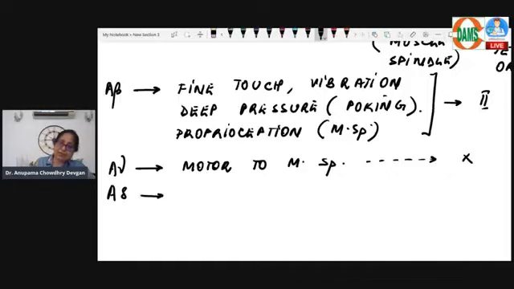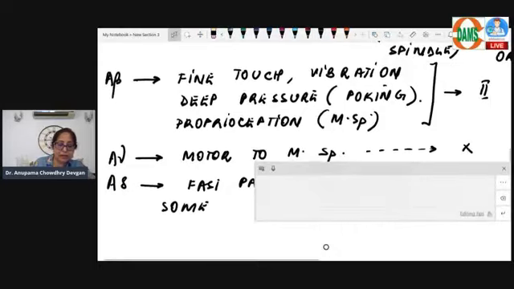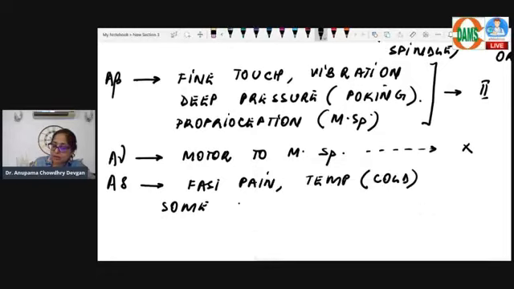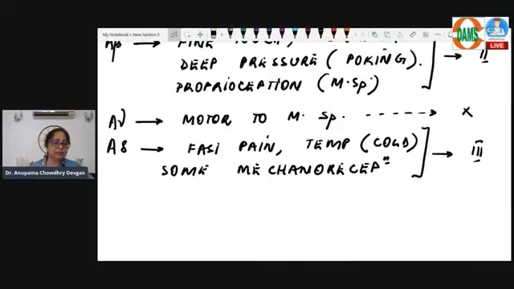A delta fibers are meant for fast pain. There are two types of pain: fast pain and slow pain. This is meant for fast pain, as also for temperature. In temperature, it is meant only for cold sensation, and this is also meant for some mechanoreception. Mechanical sensation means different forms of touch. So A delta will be type 3 fiber.